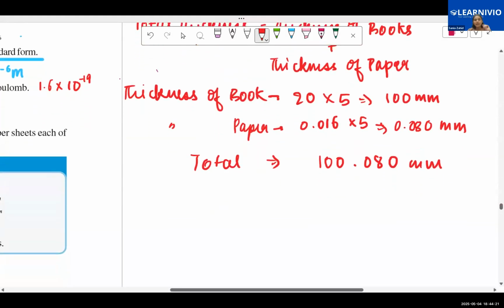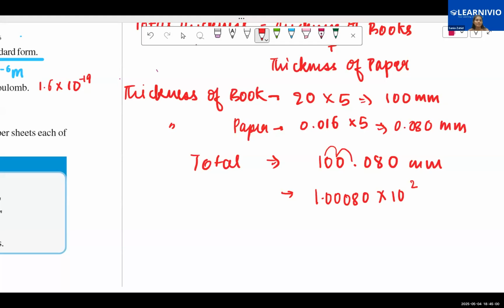Now, see, my standard form says that my decimal should be after one number. So I can put my decimal after 1.00080 into 10 raised to 10. Where have we shifted decimal? 1 and 2 places left. So I will multiply with 10 and the power should be positive or negative. When I'm shifting decimal towards the left, so my power should be what? It should be negative.